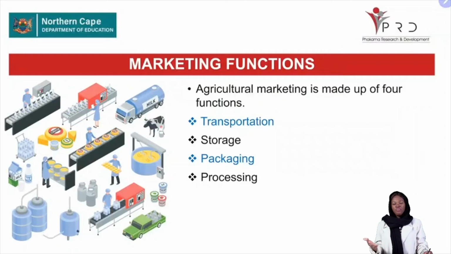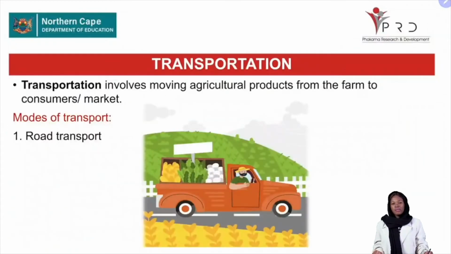By adding value, we simply mean that the initial price, let's just say the orange was costing 5 rand. After applying these different functions, the value of the product will increase, or the price of the product will also increase. We are adding value. Now, our first agricultural function will be transportation.